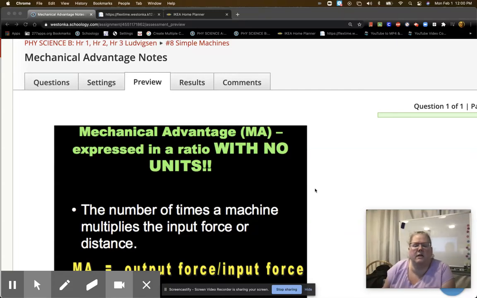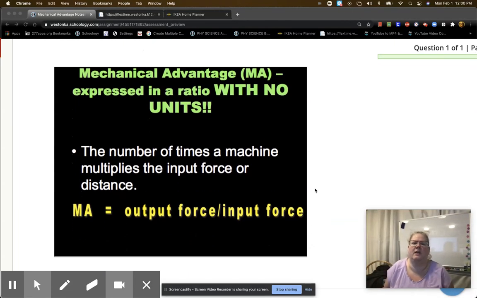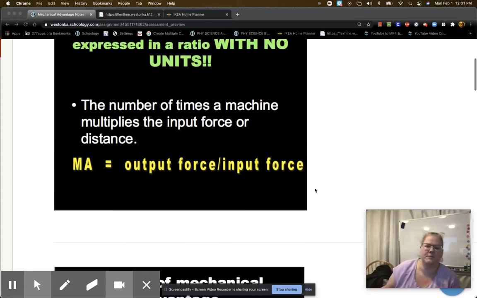Okay, we're going to take a look at what is mechanical advantage. Basically, it's expressed in a ratio with no units, because the units are canceling each other out and you're just left with that ratio. So the number of times a machine multiplies the input force or distance is mechanical advantage. The formula you should put in your notes: mechanical advantage equals output force divided by input force.